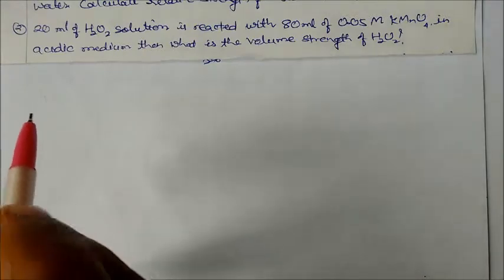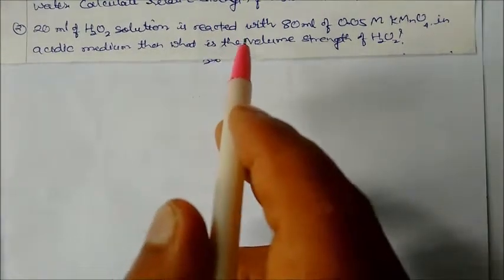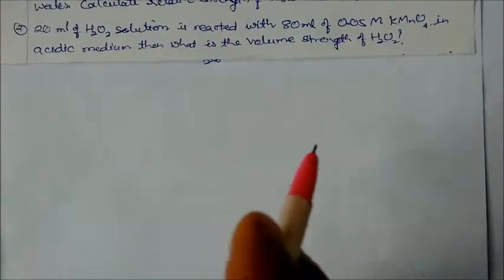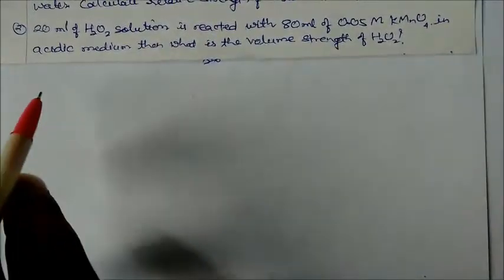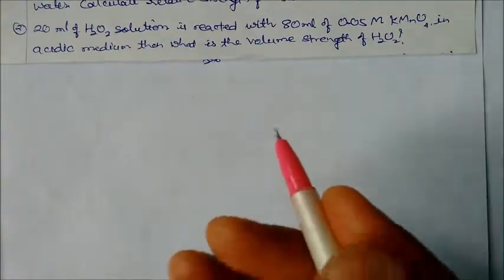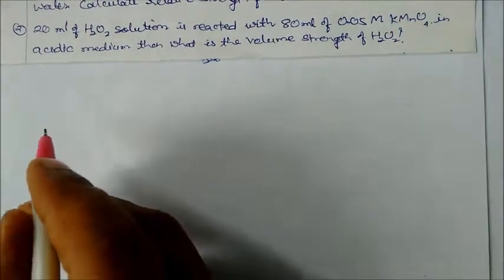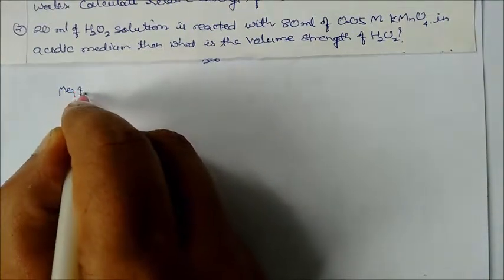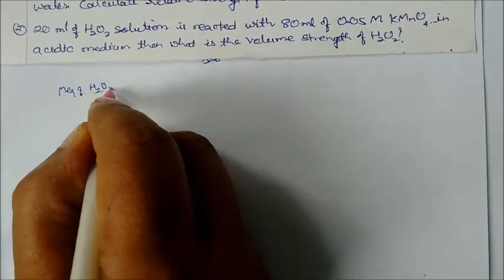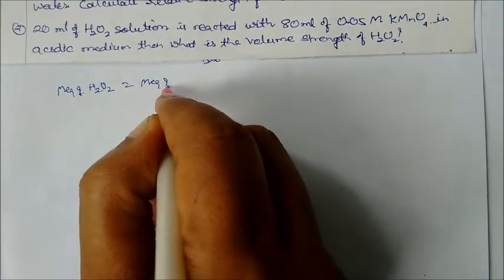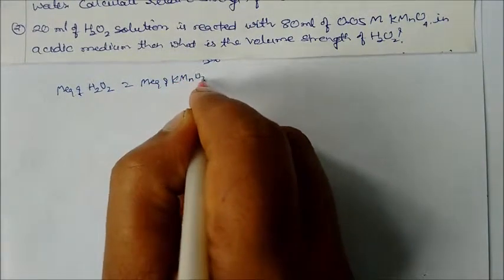Now the next question: a certain volume of H2O2 solution reacted with 80 ml of 0.05 molar KMnO4 solution in acidic medium. What is the volume strength of H2O2? So we have to find the volume strength of H2O2, and we will solve the problem. We can use the milliequivalents of H2O2 equal to the milliequivalents of KMnO4.